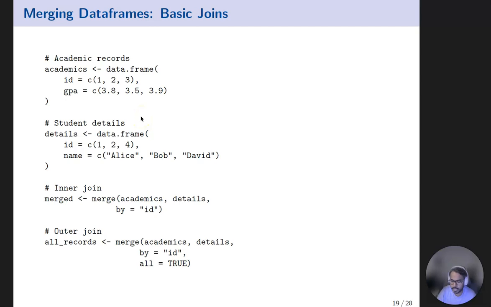Merging data frames combines data from different sources. Here we have two data frames, academics with students' IDs and GPAs, and details with student IDs and names. An inner join with merge keeps only matching rows. And an outer join, you use merge with all equals true, keeps all rows from both data frames, filling NAs when there is no match. So, sorry, I think I messed that up a little.